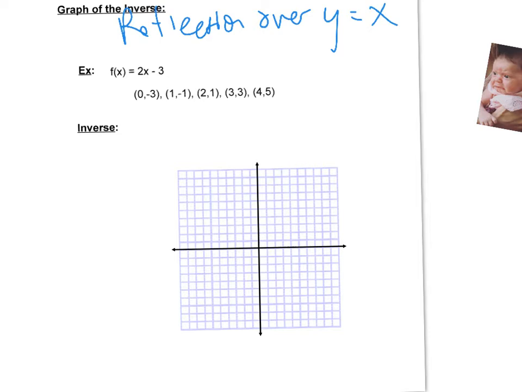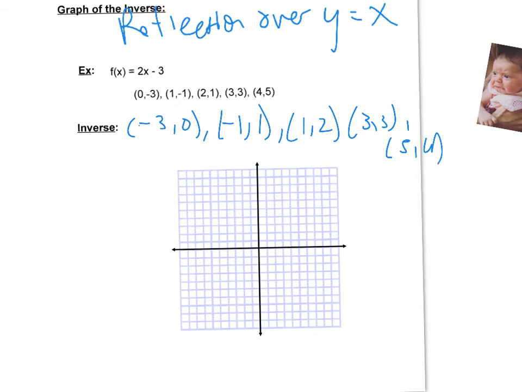So the inverse coordinates would just be your (-3, 0), (-1, 1), (1, 2), (3, 3). That one doesn't switch. (5, 4). Coordinate-wise, what's cool is that it actually shows a reflection over y equals x. So if we just plot these real fast: (0, -3), (1, -1), (2, 1), (3, 3), (4, 5).